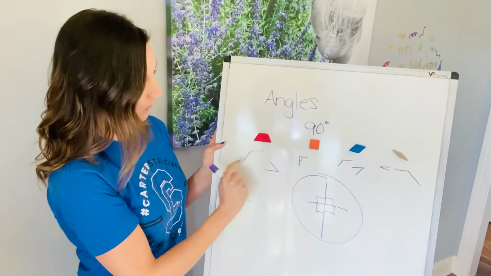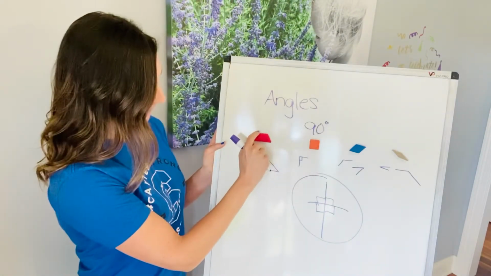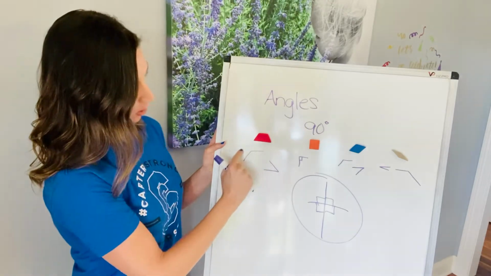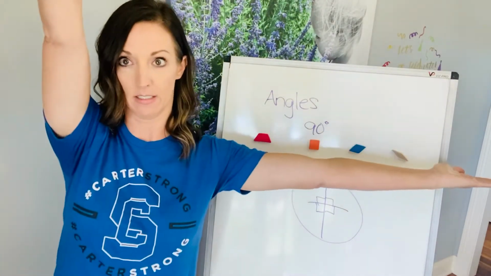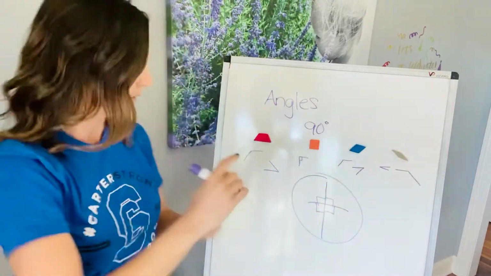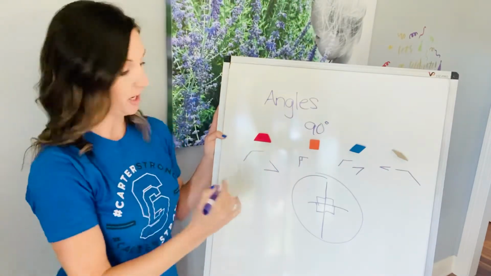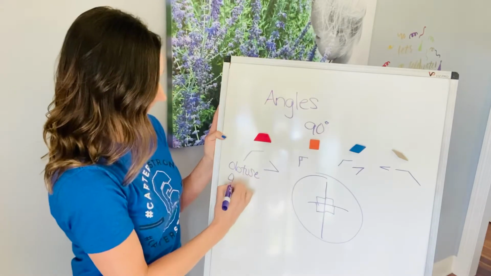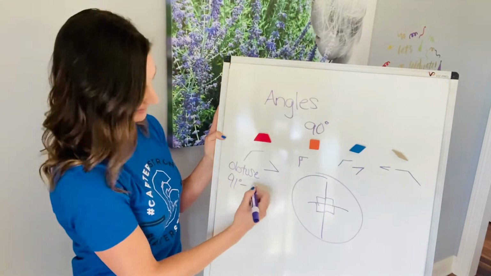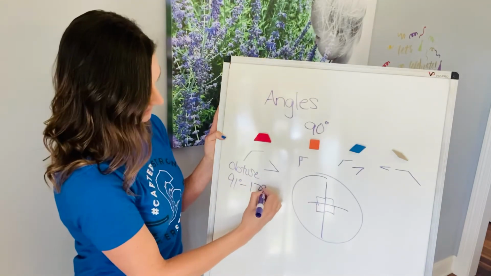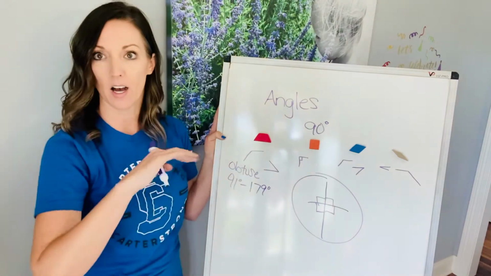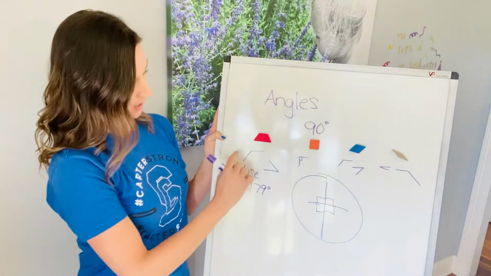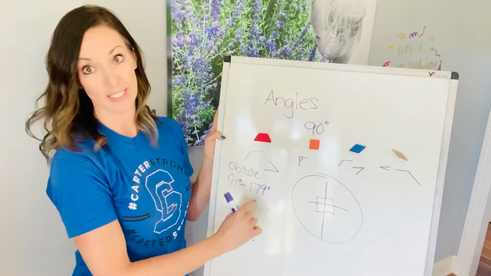Now here we have two different angles. This one up here is larger. Do you see how that opening is larger? So this is 90, this is bigger. So this larger angle is called obtuse. And obtuse angles measure between 91 degrees and 179, right? Because 180 is a straight line. So obtuse angles measure these degrees.